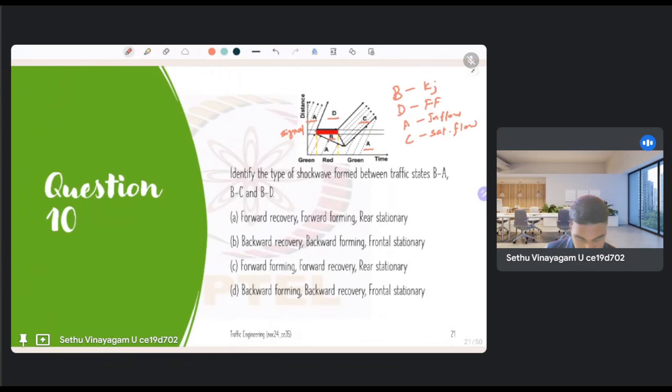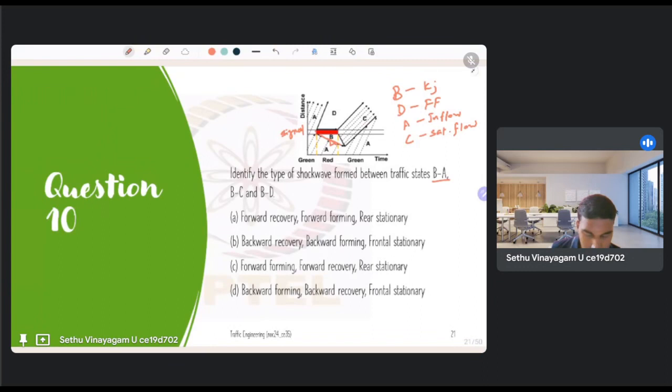We want to identify what kind of shock waves are formed between states B and A. Here this is the shock wave, the BA shock wave. The slope of this shock wave is negative. If the slope is negative, it is a backward moving shock wave.